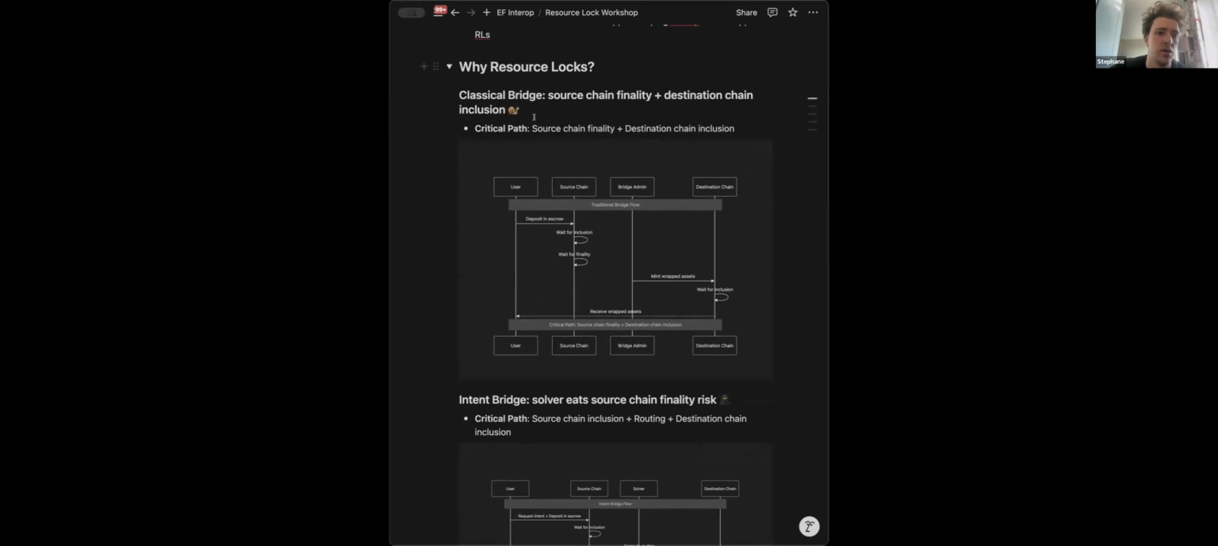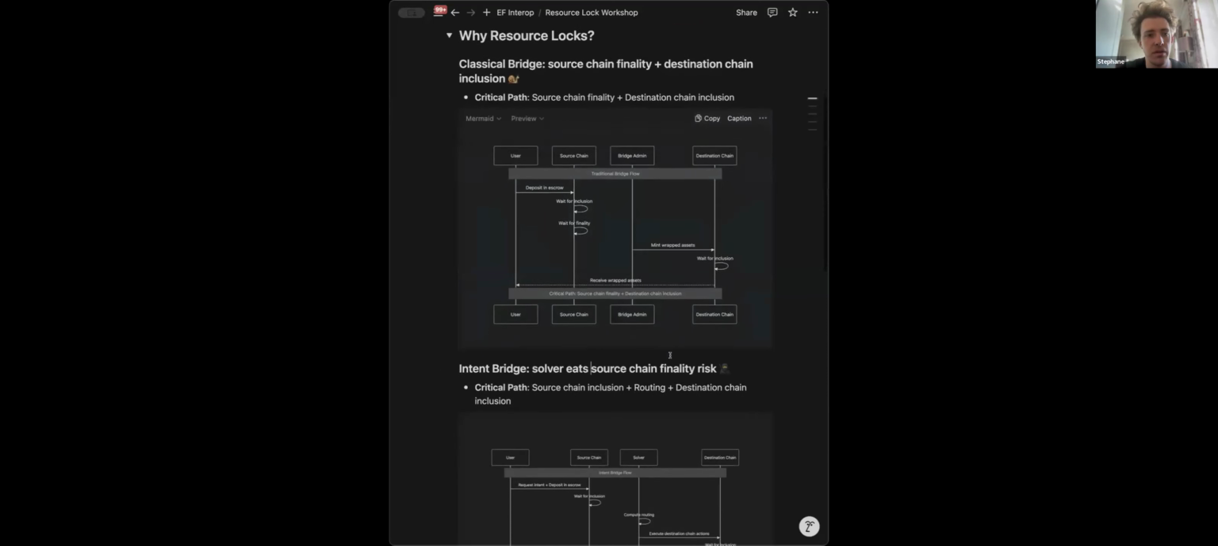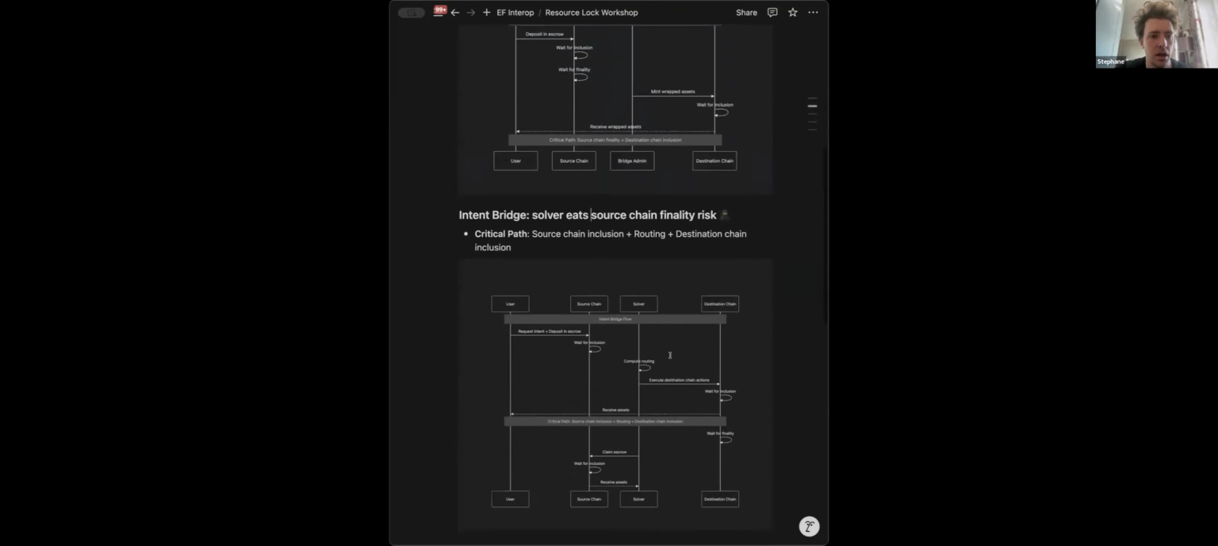Awesome. So everyone knows the classical bridge, which is you deposit on an escrow on the source chain, you wait for finality, then the bridge admin notices that finality, and then they mint the assets on a destination chain, or they pass the message to the destination chain that gets included, and then the user can do stuff on the destination chain. The critical path there, everyone knows, source chain finality plus destination chain inclusion is too slow and the source of all the fragmentation problem that we're looking to solve in this group.